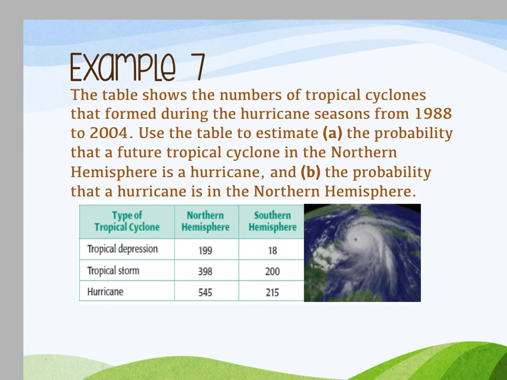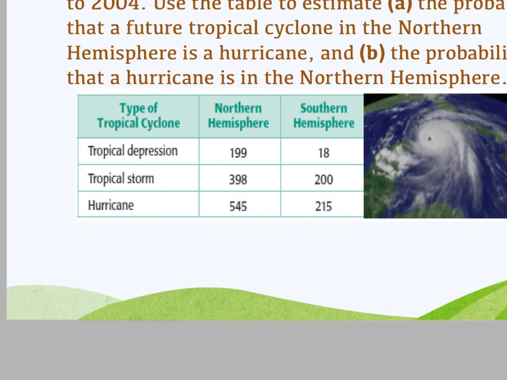So you can go through like all the work of figuring out the ands and like all the little formulas, or you can just use a little bit of common sense when it comes to charts. I'm looking for northern hemisphere and a hurricane. So northern hemisphere means it would be anything in this section, and hurricane is anything in this row. So the two overlap at 545. So 545 is how many of the total amount of storms have happened that are in the northern hemisphere and hurricanes. So all I have to do is take and add those up and divide by the total. So I would say 199 plus 18 plus 398 plus 200 plus 545 plus 215.